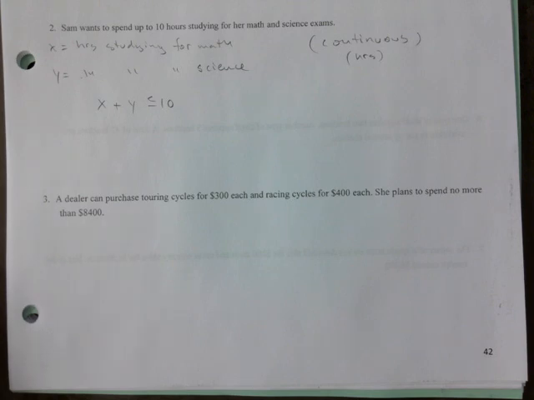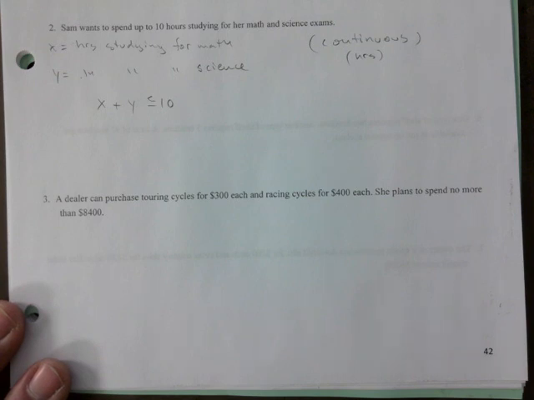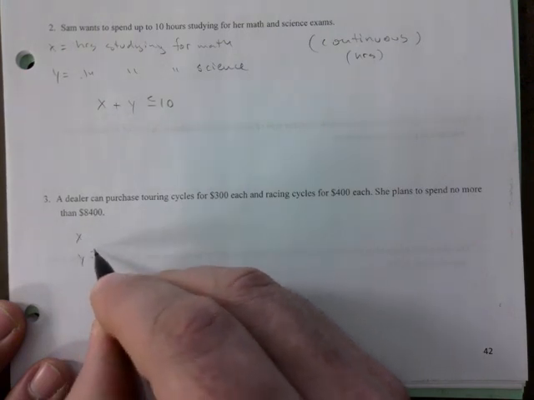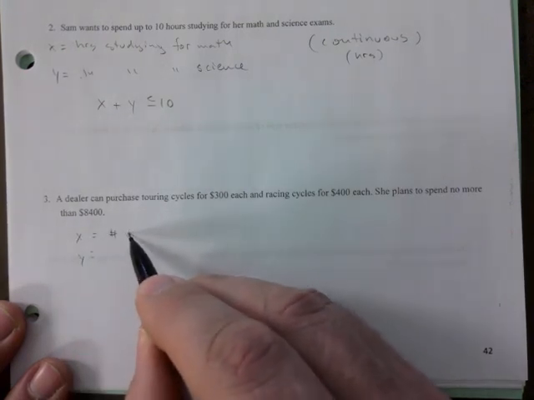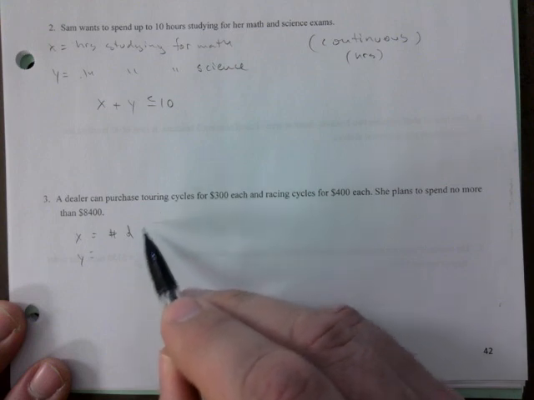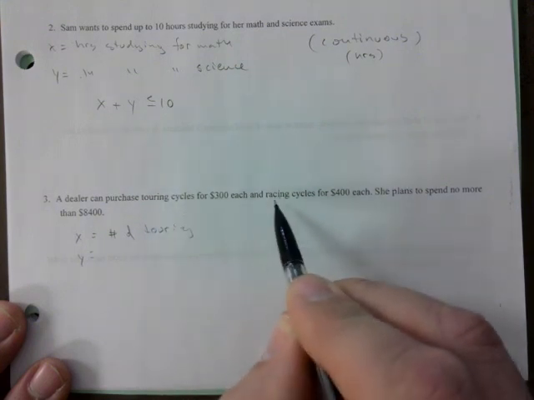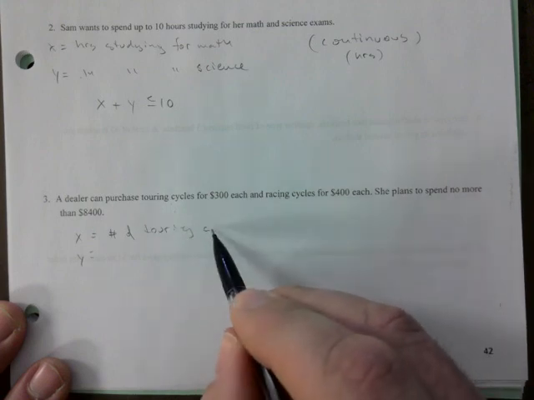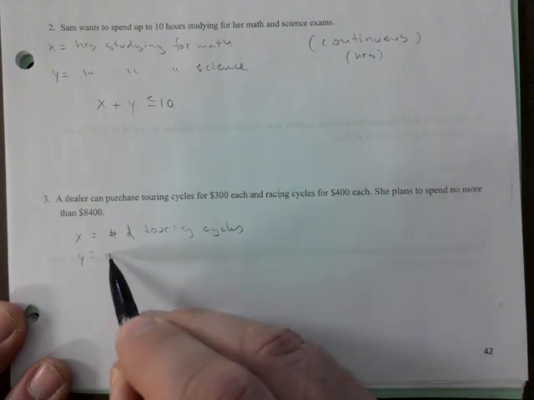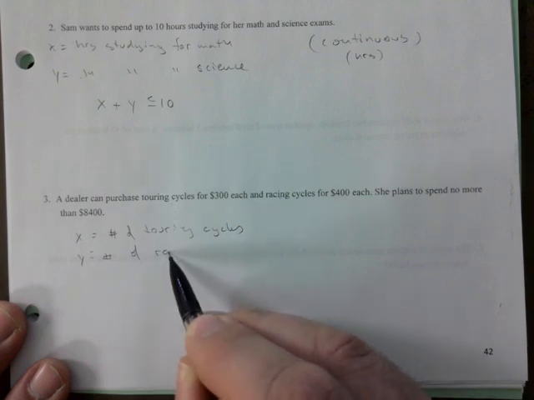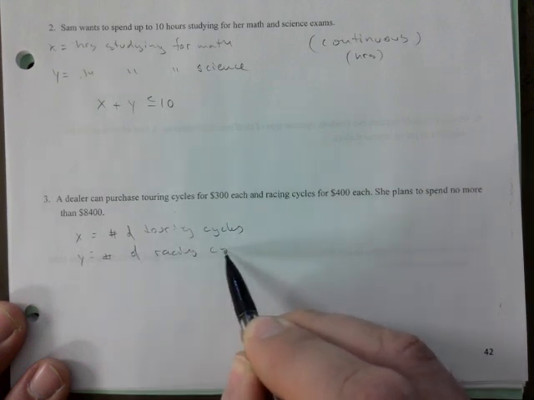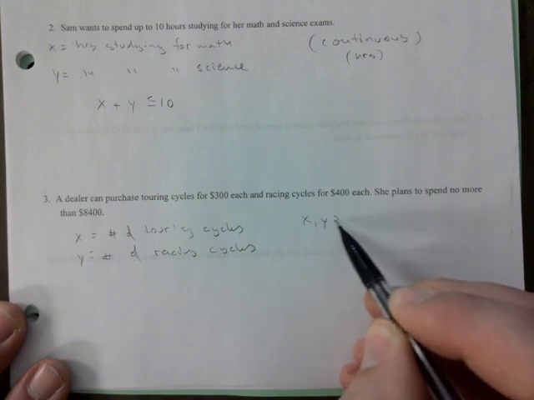There we go. A dealer can purchase touring cycles for $300 and racing cycles for $400 each. She plans to spend no more than $8,400 on that, right? So X and Y would be number of racing, touring. We tend to keep them in order. So just touring cycles, and Y would be number of racing cycles, right? X, Y is greater than or equal to 0.